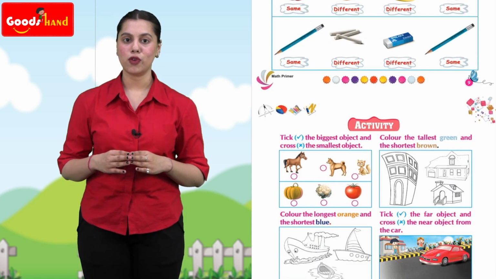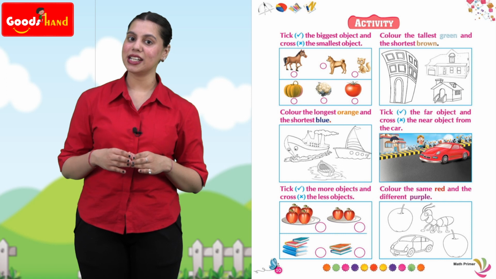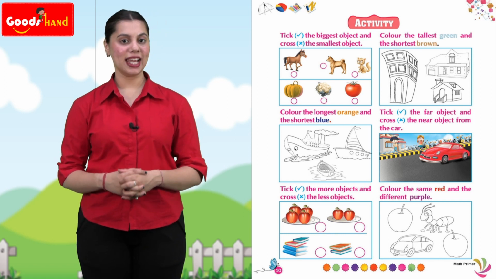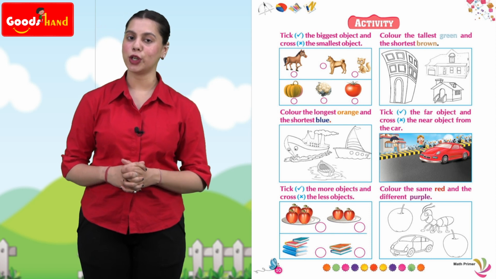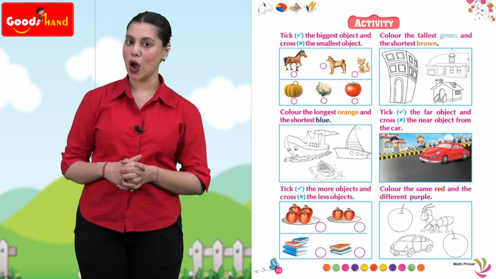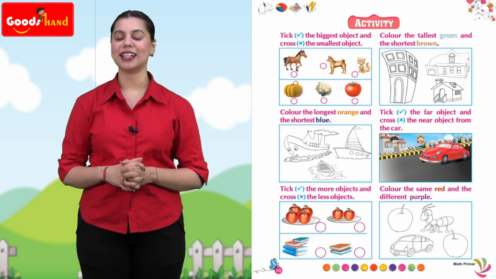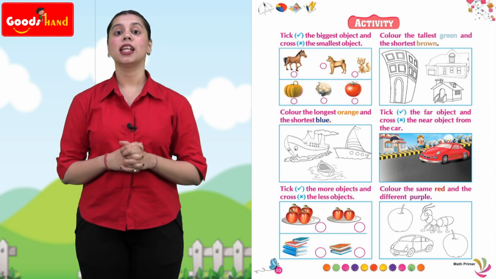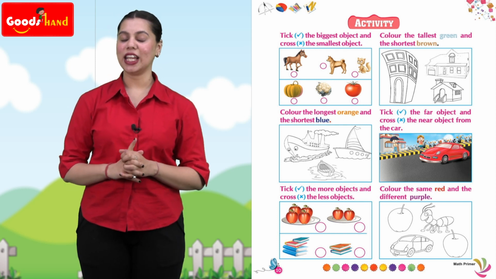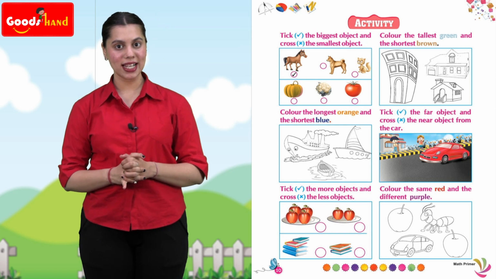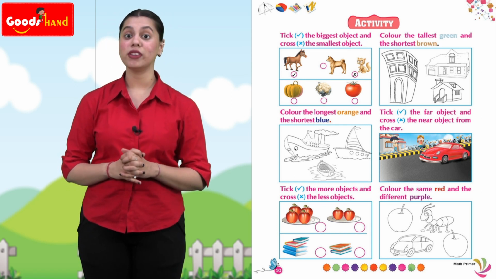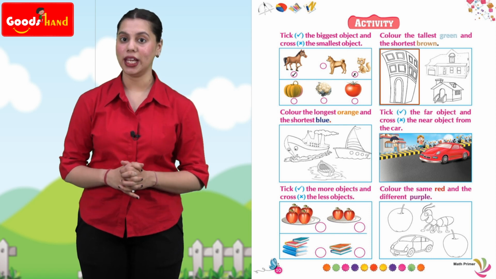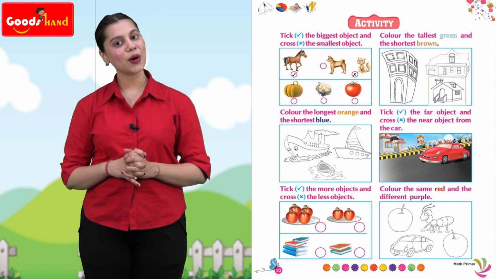Now we will move forward to the activity. Tick the biggest object and cross the smallest object. We have 3 objects here. First is horse, second is dog, and the third is cat. The bigger one is the horse and the smaller one is the cat. Very good, students. Now we will color the tallest green and the shortest brown.